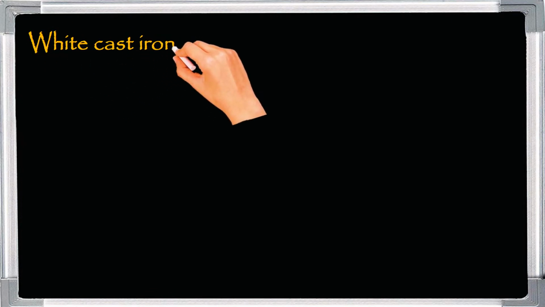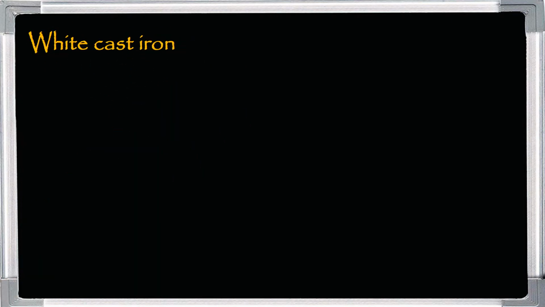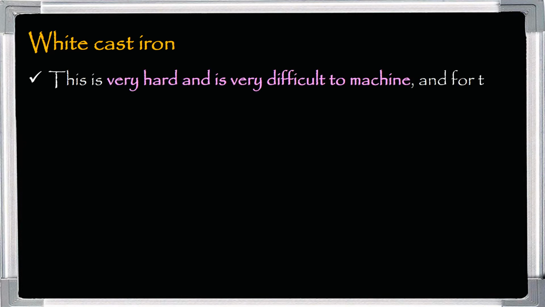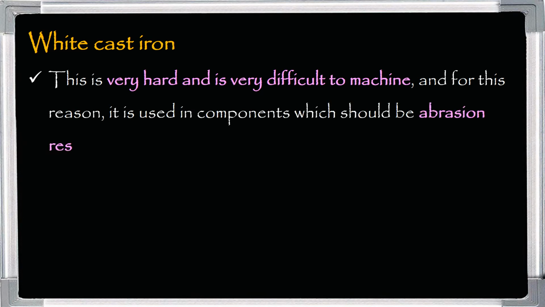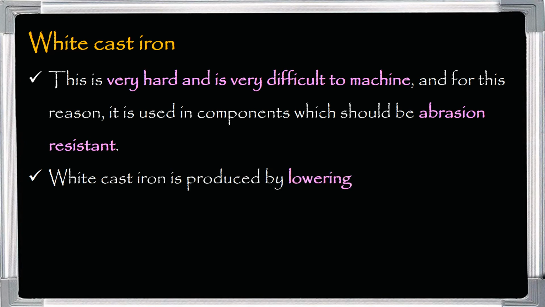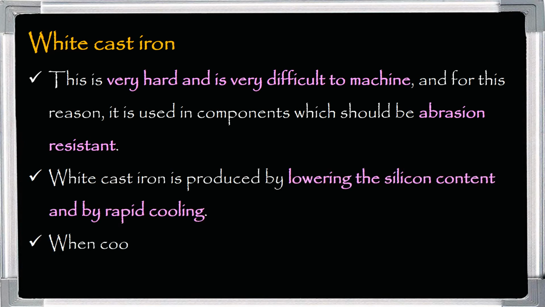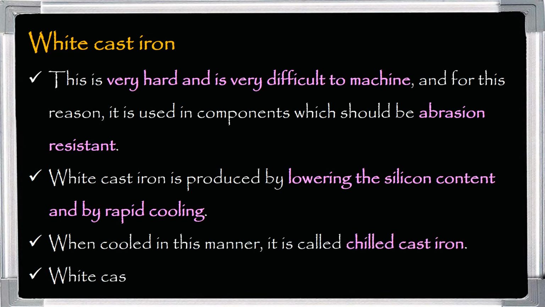Students, let's see what is white cast iron. White cast iron. This is very hard and is very difficult to machine, and for this reason, it is used in components which should be abrasion resistant. White cast iron is produced by lowering the silicon content and by rapid cooling. When cooled in this manner, it is called chilled cast iron. White cast iron cannot be welded.